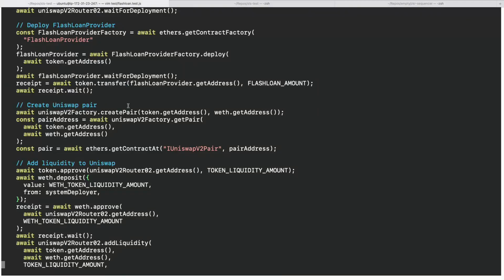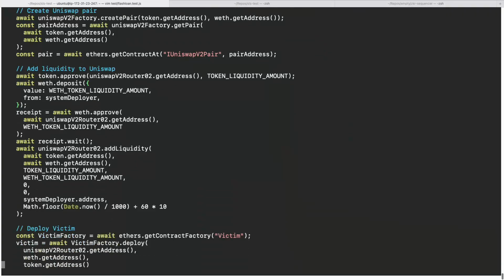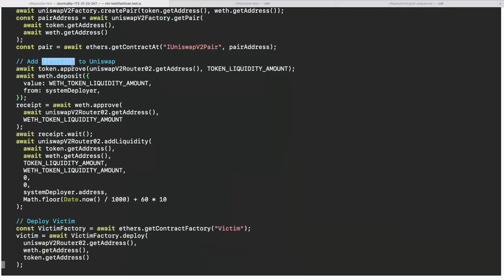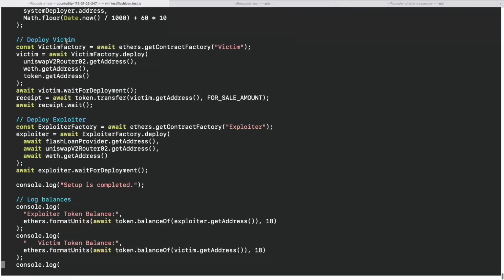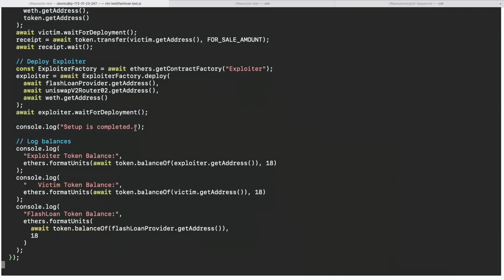Then we create a Uniswap pair that trades these tokens for WETH, and we are going to provide liquidity to Uniswap. So we are going to approve the token, then we are going to create for ourselves some WETH, then we are going to approve WETH, and we are going to add liquidity to the token pair. And then finally, we're going to deploy the victim. So here is the victim pool. The victim pool will be again loaded with some ERC20 tokens. And finally, we are also deploying the exploiter smart contract.